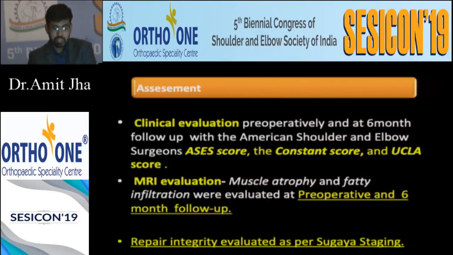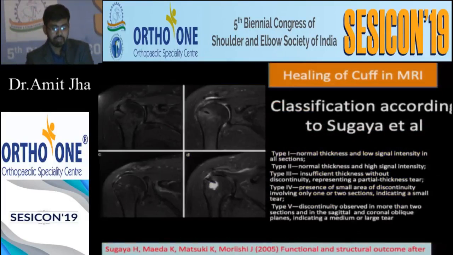All patients were assessed clinically at 6 months with the SS score, Constant score, and Nuclear score. MRI evaluation was done at 6 months. And healing was graded as suggested by Sugaya et al., from type 1 to type 5.